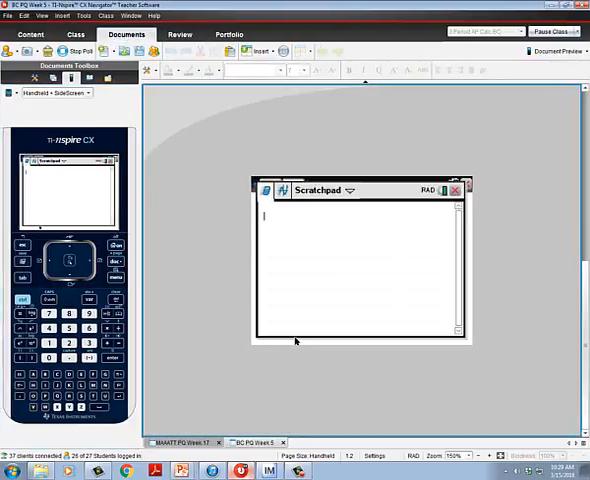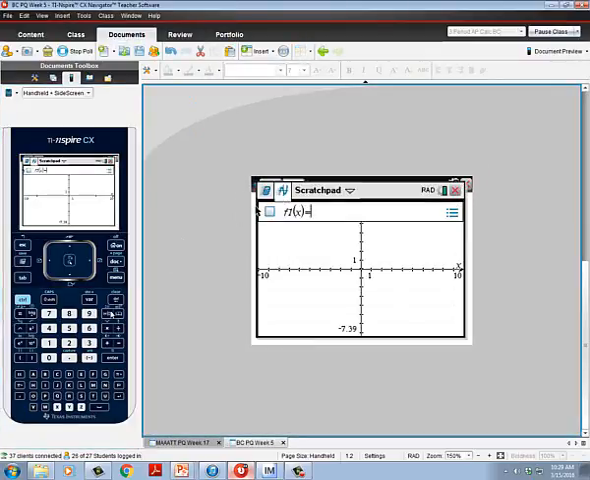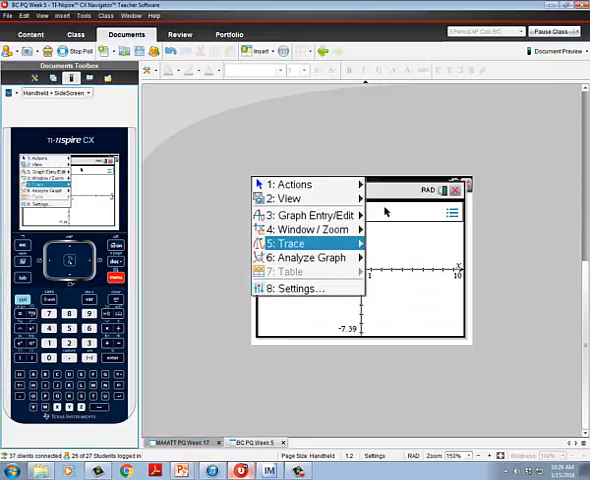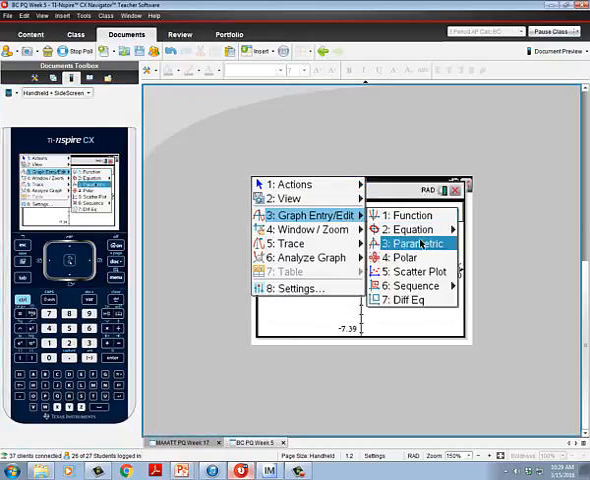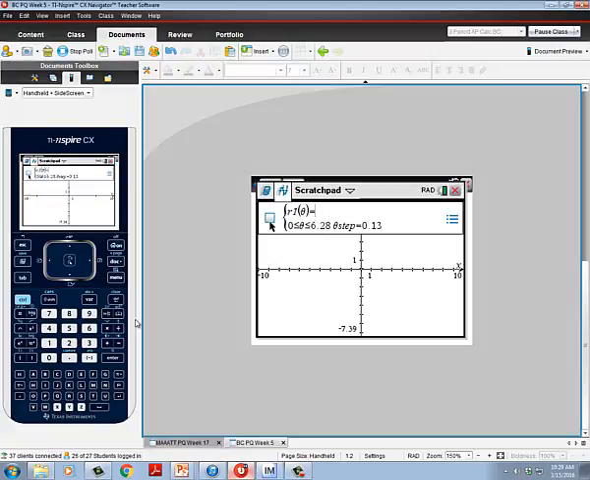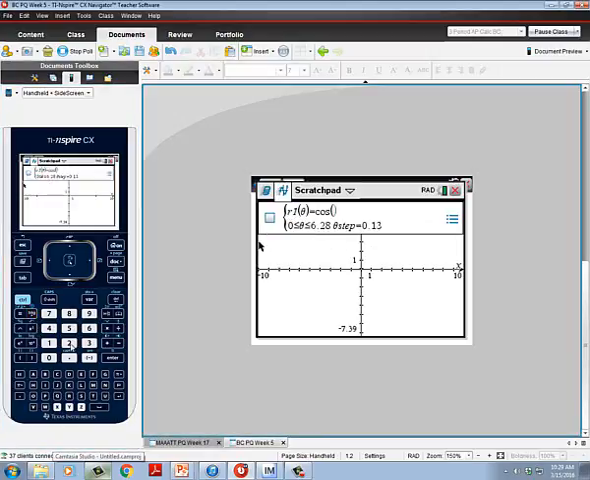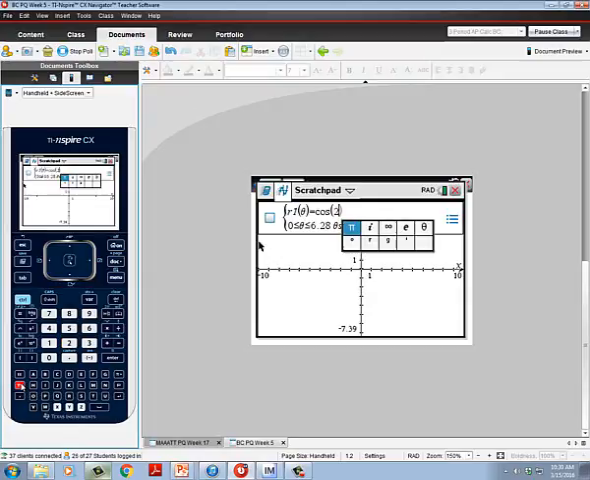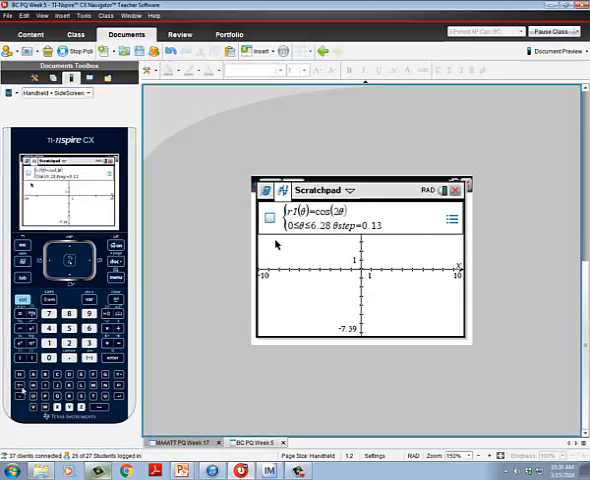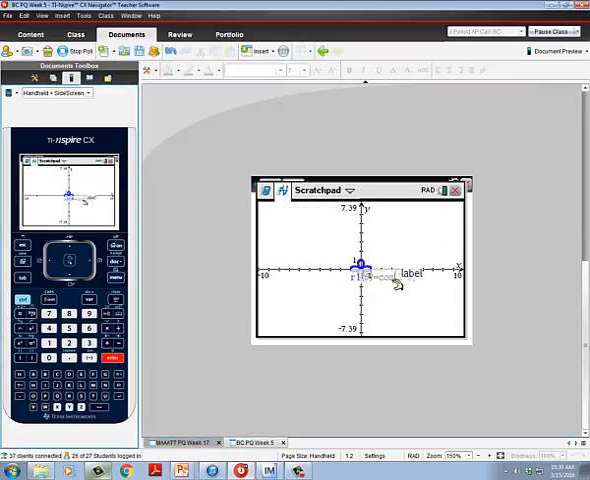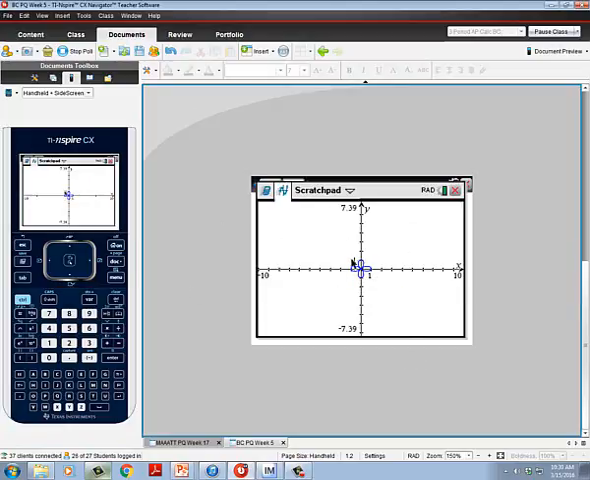Documents, Scratchpad. Okay, you've got to remember to change it to polar, right? So menu, graph, edit, entry. We're going to go to polar, and we have to type in cosine 2 theta. You want to make sure that you're in radian mode, right? 2, and the theta hides here. Enter. Oh, nice little rose curve.